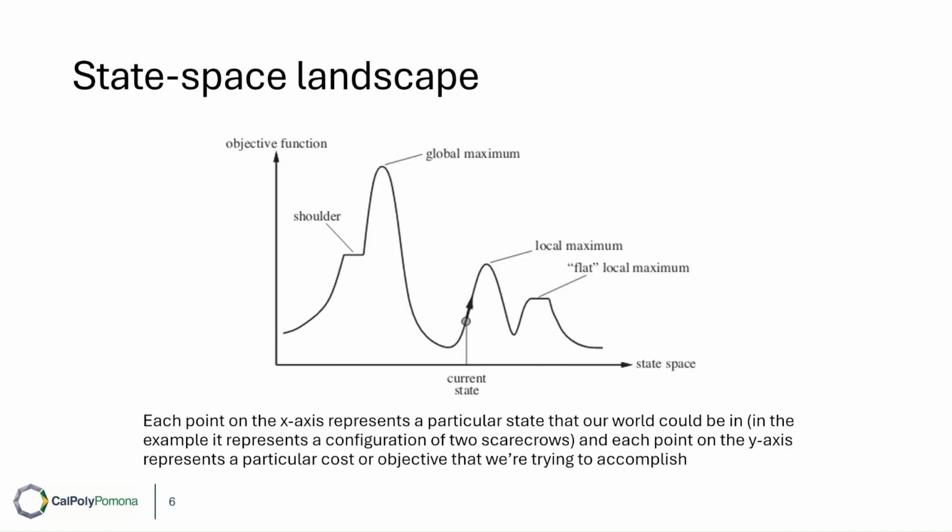If we take the scarecrow example or any similar examples, we can actually formulate it with the state space landscape, where each point on the x-axis represents a particular state that our world could be in. And in the previous example, it's the configuration of the two scarecrows. And each point on the y-axis represents a particular cost or objective function that we're trying to accomplish.